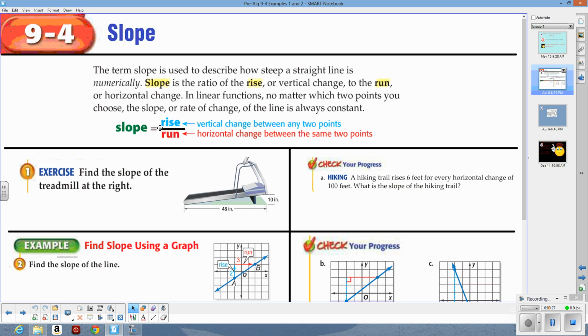Slope equals rise over run, and rise is the change in the up and down movement, compared to the run, which is the change in the horizontal movement.